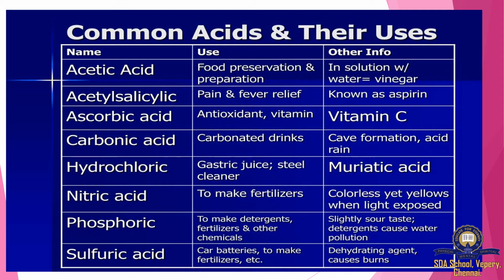Next, sulfuric acid. It is present in car batteries and is used to make fertilizers. It is a dehydrating agent. Dehydrating means to remove hydrogen from the particles. Whatever the salt or whatever the reaction, if we need to remove hydrogen, we can add sulfuric acid. It causes burns. We already know acid causes burns when it affects living organisms, and non-living things also.